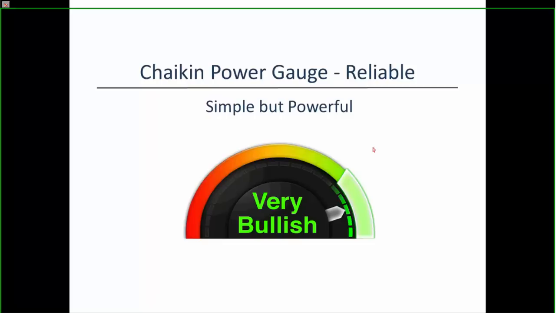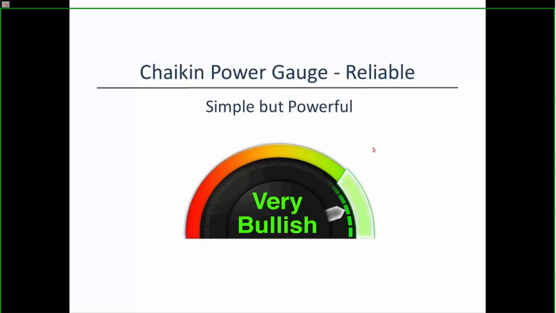Now, at the heart of all of our tools is the Chaikin Power Gauge rating. It's been in the marketplace for almost 4 years. It's proven itself day in and day out. It has the ability to find winning stocks on the long side and stocks to avoid or buy puts on the short side. And the display is very simple. This is like the gas gauge on your car, but don't be fooled by the display. It's a simple but powerful and reliable indicator.